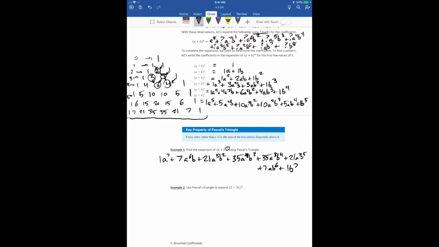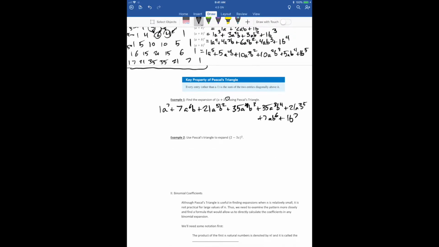Okay, that's that expansion. So using my power rules and using my rows of Pascal's triangle, I can expand a plus b to the 7th power. All right, it's kind of a lot, but that's a lot less work than we would otherwise need to do if I was multiplying this binomial by itself 7 times. Go ahead and try example 2. Just be careful and note that here a is 2, but b is negative 3x.